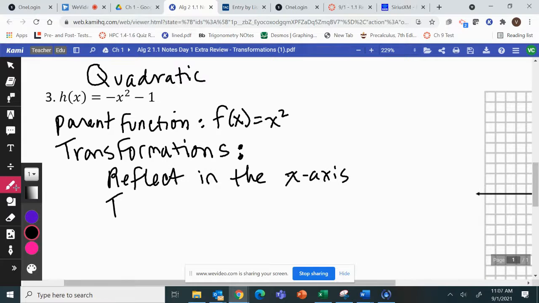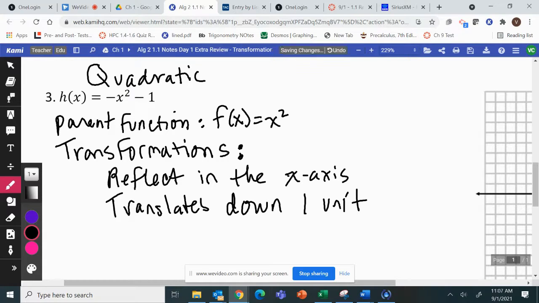It translates down 1 unit. And the reason why it's down is because there's no parenthesis. If there was a parenthesis, it would be left or right.